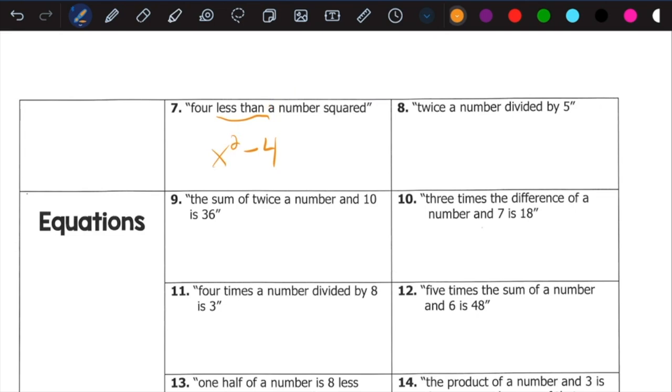Number 8, twice a number divided by 5. So twice a number, 2x, or 2 times your variable, divided by 5, which once again you could either do like this, or you could do like this, and I really do not care.